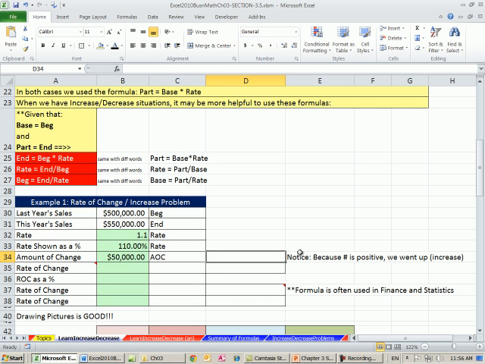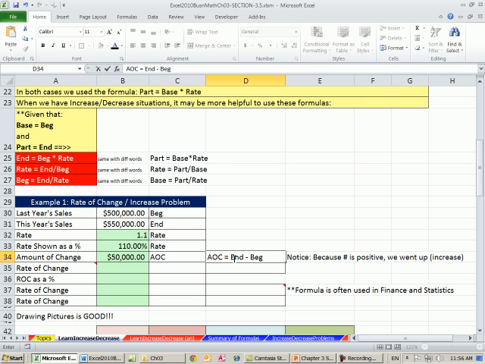Now, notice that because the number is positive, it means we went up, right? To most of us that seems obvious, but later when we get negatives, that'll be helpful because it'll tell us we went down. Now, this is a new formula. We haven't done this one before, so I'm going to type it here. The amount of change equals end minus begin.